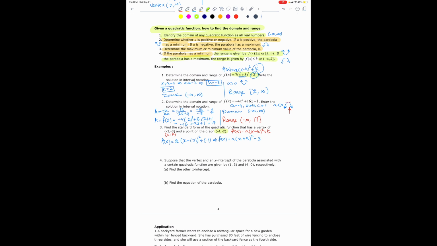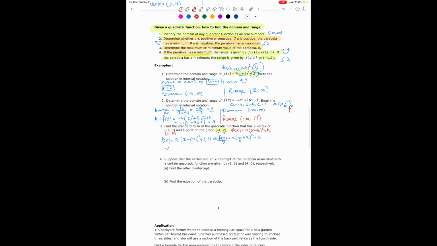Now, in order to find a, we know that the given point is on the graph, which means if we plug in x instead of this x and y instead of this f(x), then we will end up having an equation with one variable that we can solve. So let me do it in a different color. In this case, f(x) is equal to -2. I will replace it with -2, equals a, I do not know what that is, and then x is -4, plus 3, all squared, minus 3.